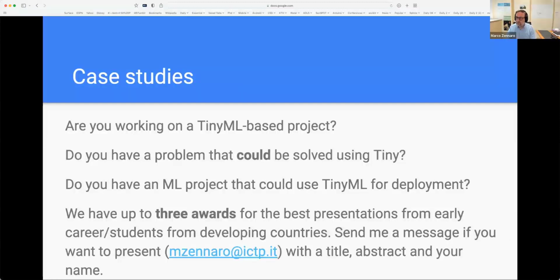I said that we have some space for case studies. So some of you propose some case studies. So the idea is, if you're working on some TinyML-based projects, if you already have some ideas, it would be really interesting to learn about these ideas. If you have been working on machine learning applications or on IoT applications, and you think that this TinyML can play a role, that would also be interesting to hear. If you're working on machine learning projects that could use tiny machine learning for development, so with a social impact, that would be, again, extremely interesting.